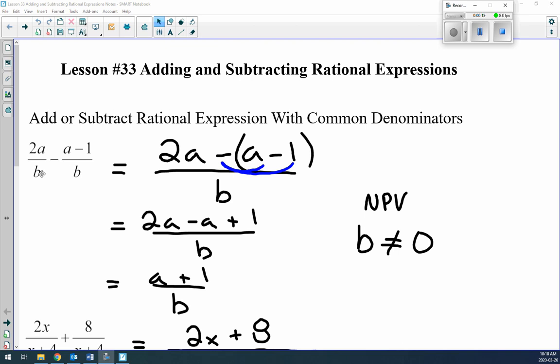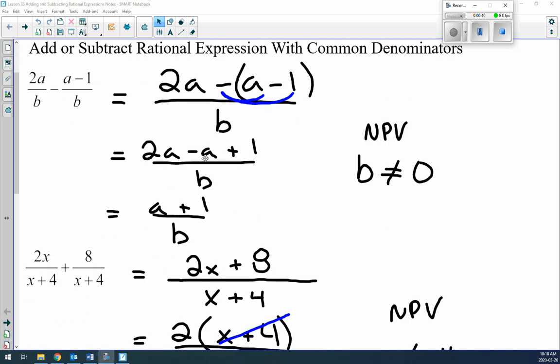If you notice, they both have denominators of b. So then all we have to do is take the numerators, 2a minus 1, and subtract them. Now, be careful. That subtract applies to that whole a minus 1. So we're going to toss it in brackets. So then we can distribute the negative to both those things. So then we end up with 2a minus a plus 1, all over b still.